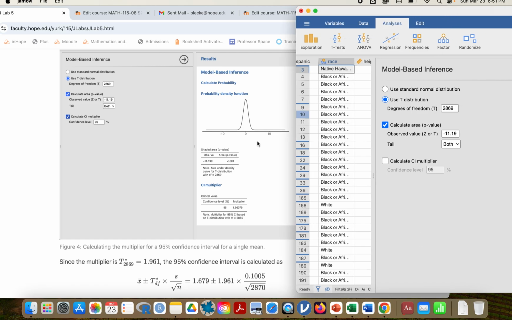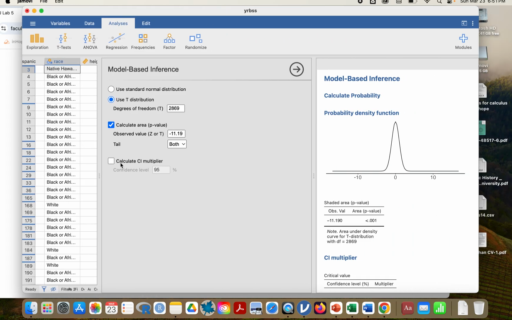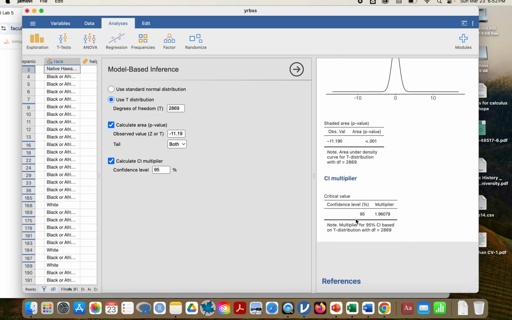So we are going to get the multiplier for the 95% confidence interval. What we'll do is click on calculate the CI multiplier. Notice that we are still in the t distribution, and we have the 95% confidence interval. Our multiplier is 1.96.